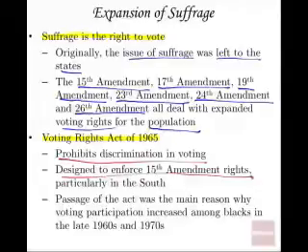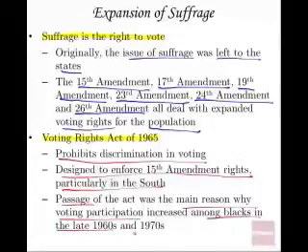So there are all these stipulations with the end goal of having blacks not voting. And the Voting Rights Act of 1965 was the major reason why you saw an increase in political participation among blacks, particularly in the South. Again, passage of the act was the main reason why voting participation increased among blacks in the late 1960s and 1970s.